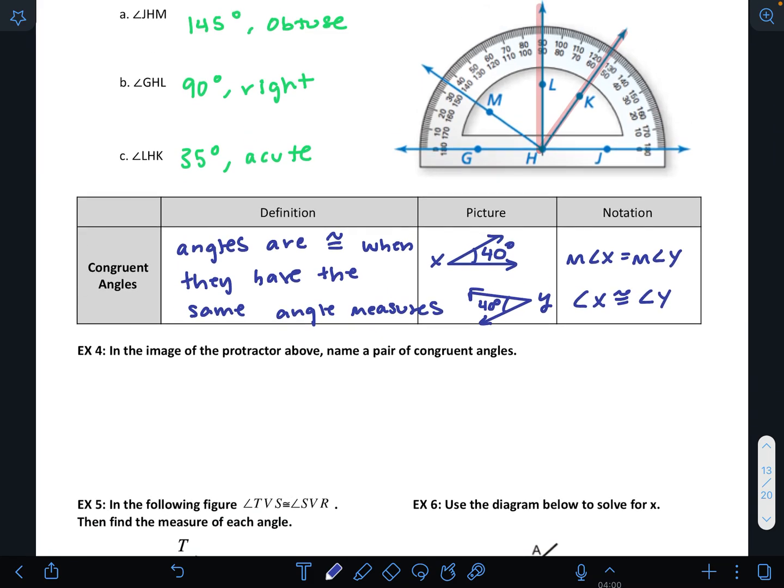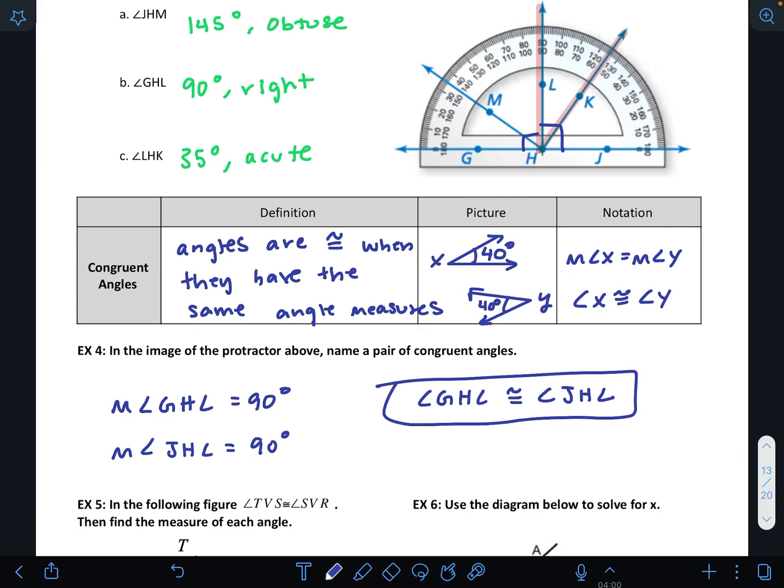Then I can do example number 4. In the image of a protractor above, name a pair of congruent angles. Now there are a couple different congruent angles that would work, but I prefer to do the easy ones. So I'm going to do the two right angles. So I can say the measure of angle GHL equals 90 degrees. That's this left side right angle. And then I can say, okay, also the measure of angle JHL is equal to 90 degrees. So angle GHL is congruent to angle JHL because they have that same angle measurement. They're both right angles. All right angles are congruent to each other.